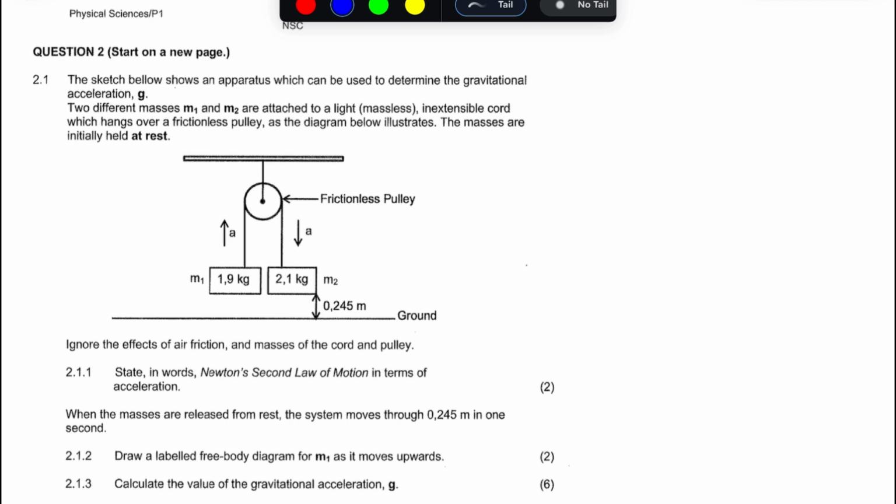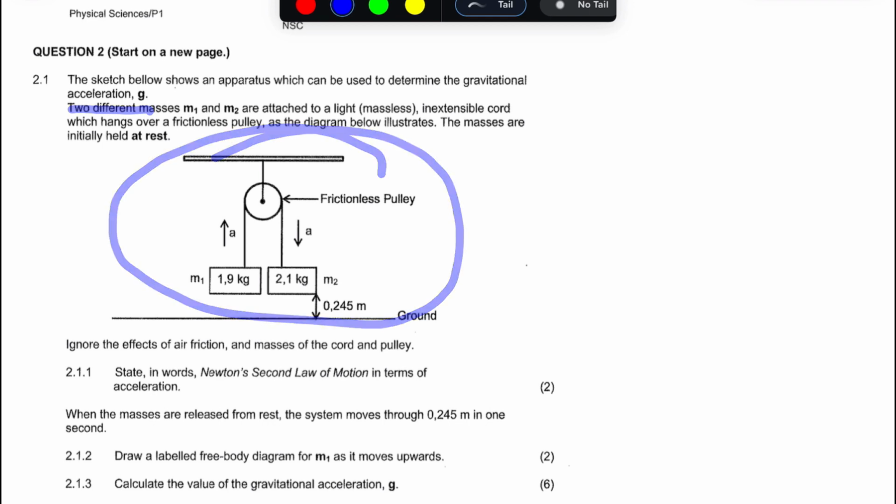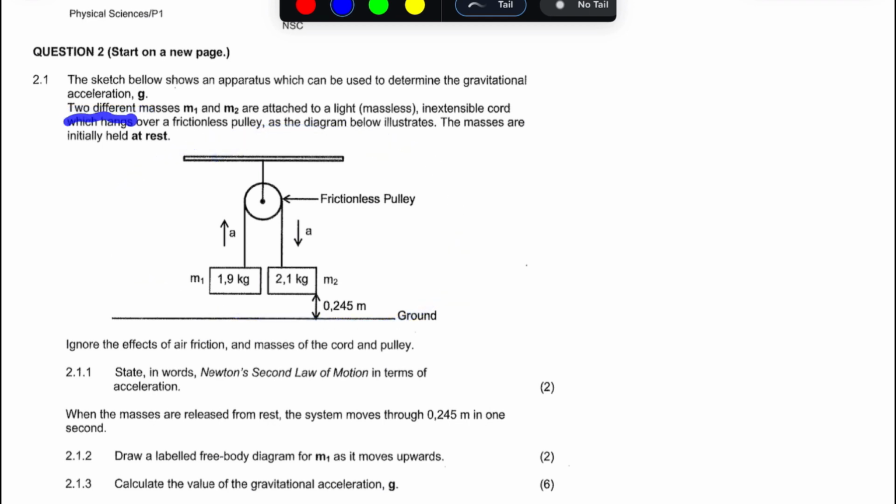Newton's second law question. It's a system. It says a sketch below shows an apparatus which can be used to determine the gravitational acceleration. So the investigation was the gravitational acceleration here. Two different masses M1 and M2 are attached by a light, inextensible cord which hangs over a frictionless pulley, shown in the illustration below. The masses are initially at rest.